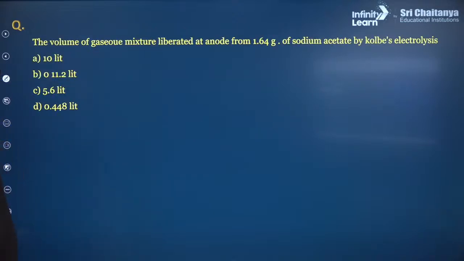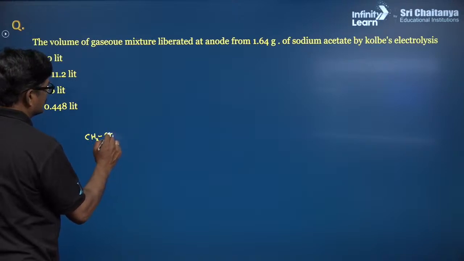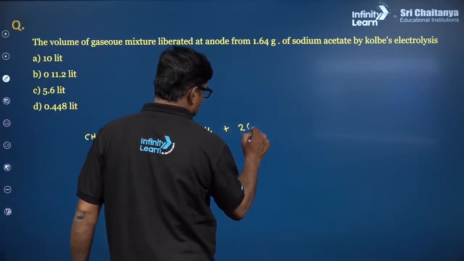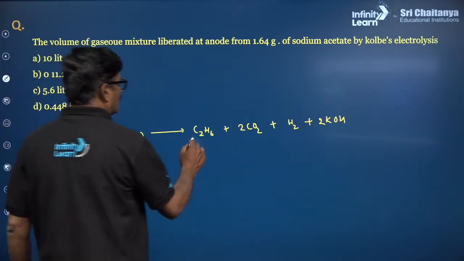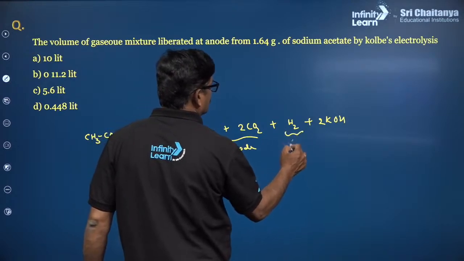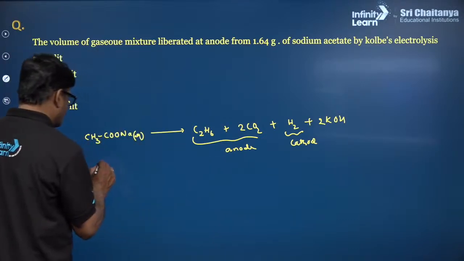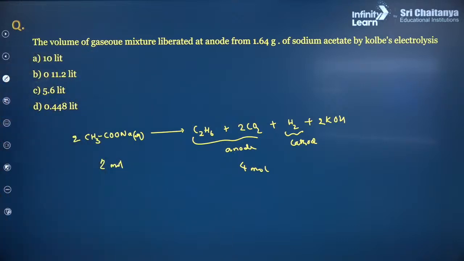Okay. And the volume of gaseous mixture liberated at the anode from 1.64 gram of sodium acetate by Kolbe electrolysis. The same reaction. Sodium acetate CH3COONa on electrolysis is going to give C2H6 plus 2CO2 plus H2 plus KOH. Now these are obtained at the anode, and here H2 is at the cathode. Now total gases: 1 mole of this, 2 moles of this gives rise to 4 moles.